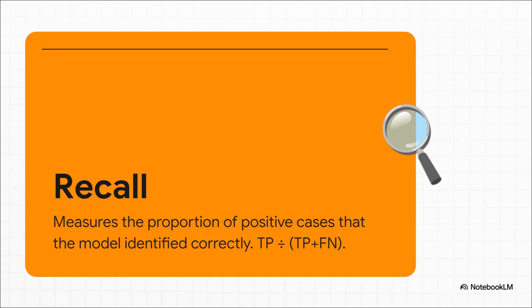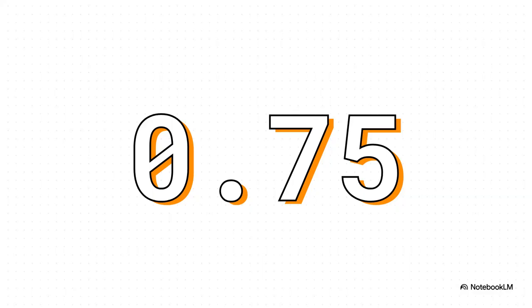It's called recall. And the question recall asks is simple but powerful. Of all the people who were truly sick, how many did our model actually find? This metric is all about not letting anyone slip through the cracks. It's about minimizing those dangerous false negatives. Our model's recall score is 0.75. So what does that actually mean? It means that of the 4 patients in our test group who really did have diabetes, our model only caught 3 of them. It missed 25%. In a real medical screening test, that is a failing grade, no question.